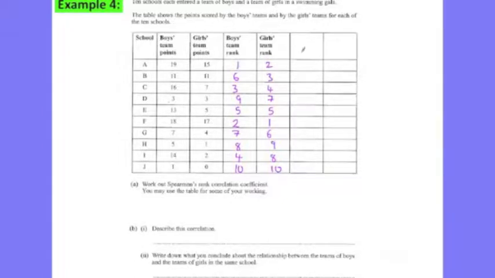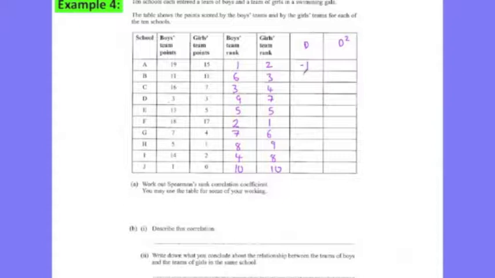Now we're provided with extra columns to be able to work out the difference and then the difference squared. So we're looking at here, we have our boys' rank of 1, subtract our girls' rank of 2. So 1 take away 2 is minus 1.